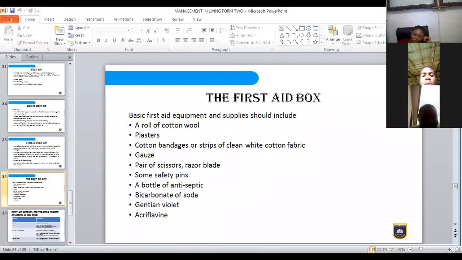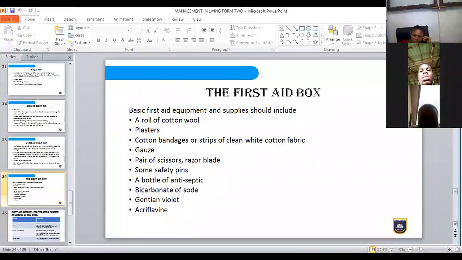Then other things you can find in the first aid box, we can talk about bicarbonate of soda. Then the gentian violet, of course, you can apply it on a fresh cut after you are done cleaning it.